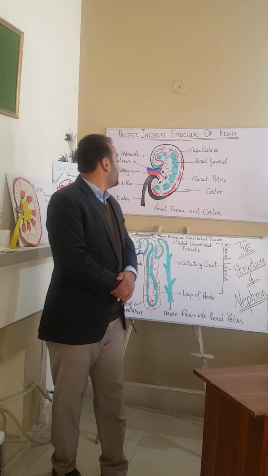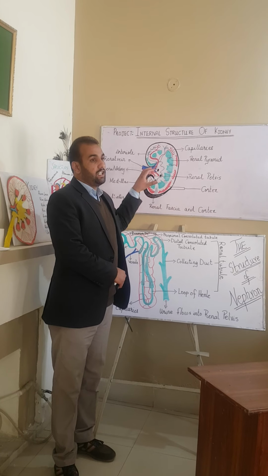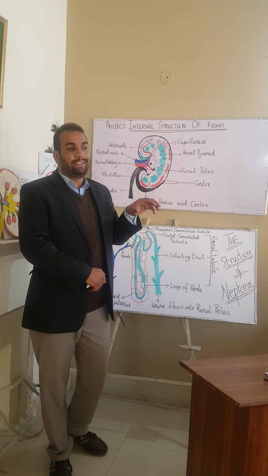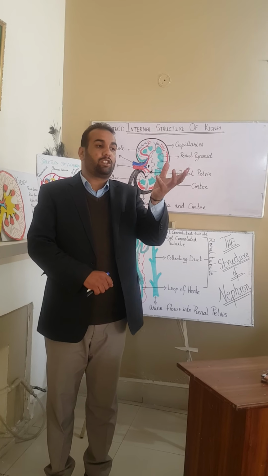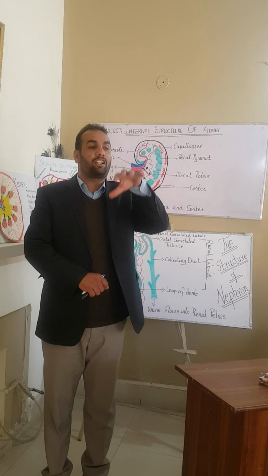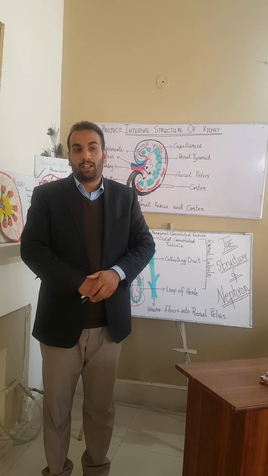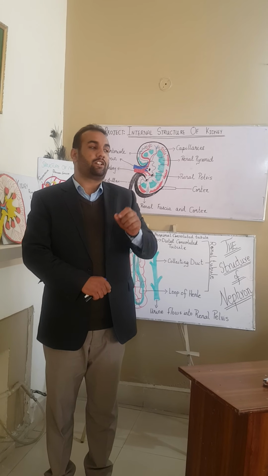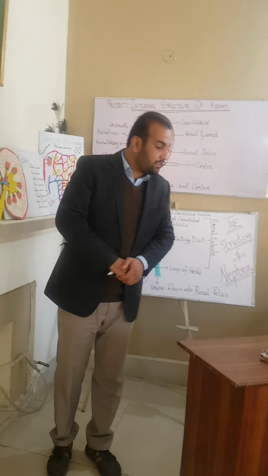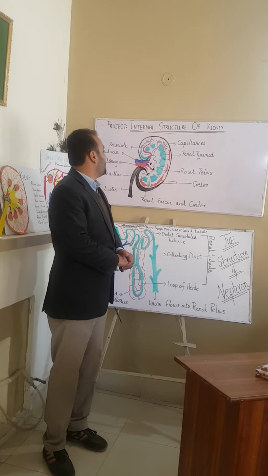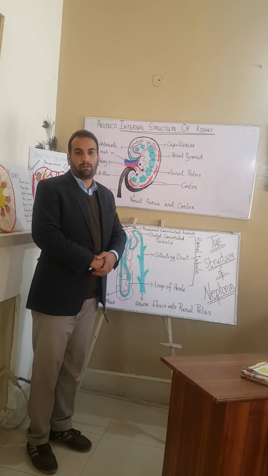Both the kidneys are asymmetrical in position. The left kidney is slightly upper in position while the right kidney is slightly lower in position. The right kidney is lower in position due to the presence of the lobe of liver. Here the kidneys are protected by the 11th and 12th rib.